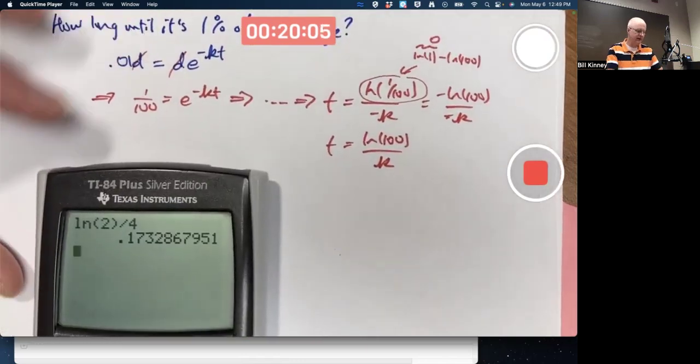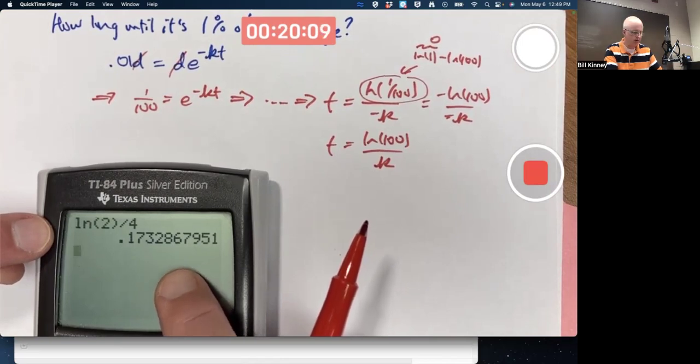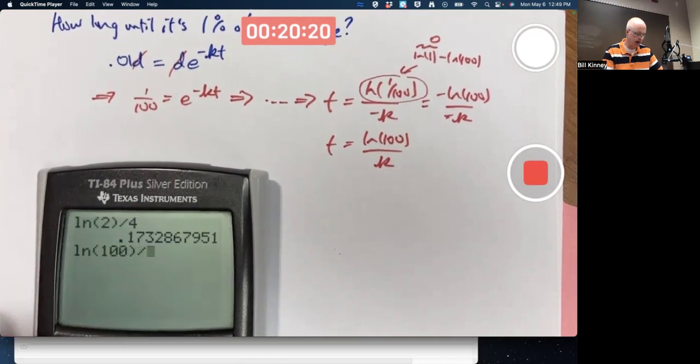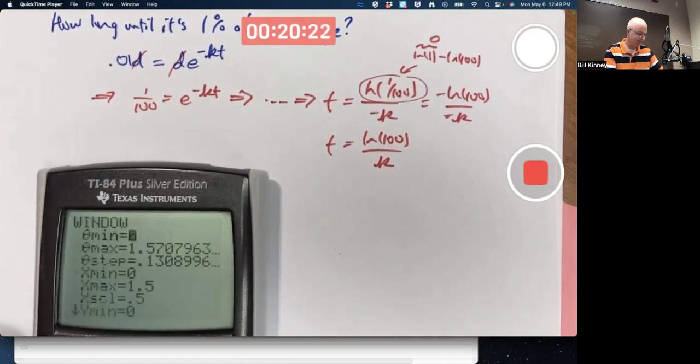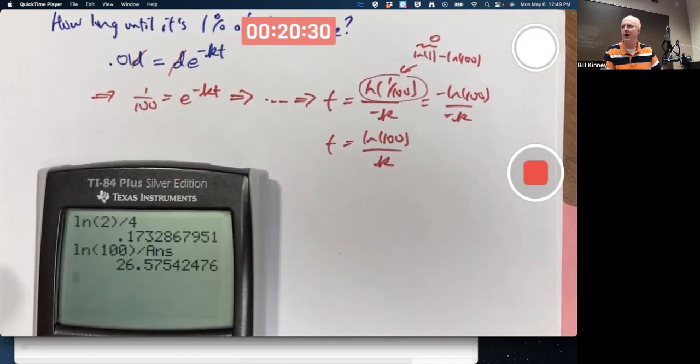So for example, if the half-life is 4 hours, so that K is 0.1733, the amount of time it takes to go down to 1% of what you started with will be ln of 100 divided by K, about 26.6 hours.